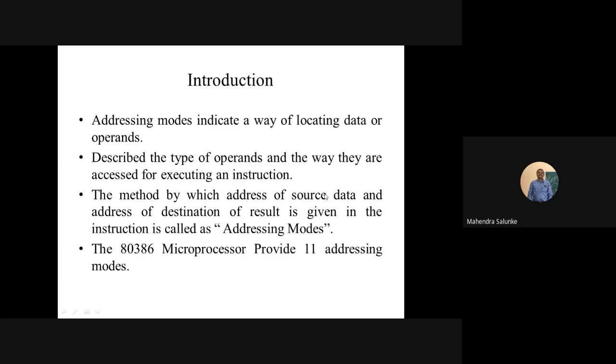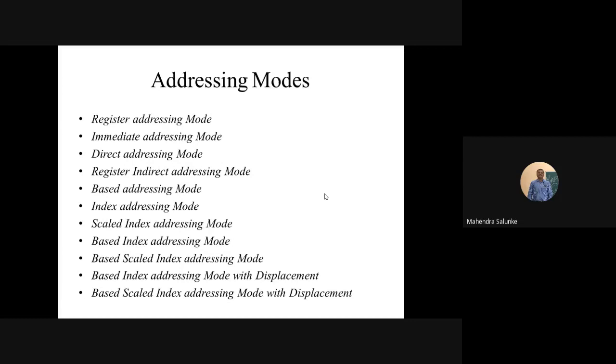Then 80386 consists of a total of 11 addressing modes, and those are: register addressing mode, immediate addressing mode, direct addressing mode, register indirect addressing mode, based addressing mode, index addressing mode, scaled index addressing mode, based index addressing mode, based scaled index addressing mode, based index addressing mode with displacement, and the last one is based scaled index addressing mode with displacement. So there are several combinations of the same keywords which you can identify here.